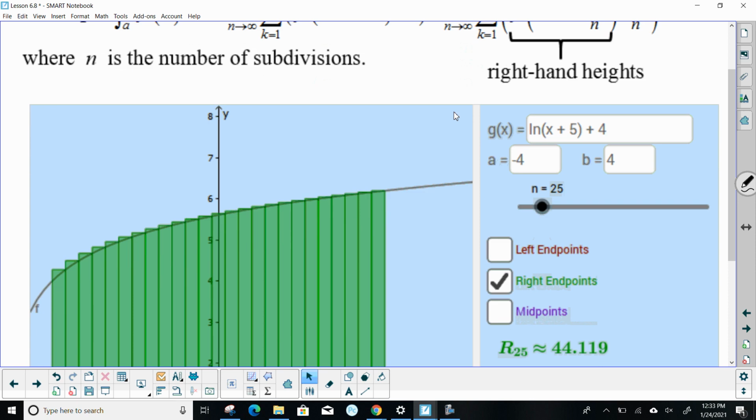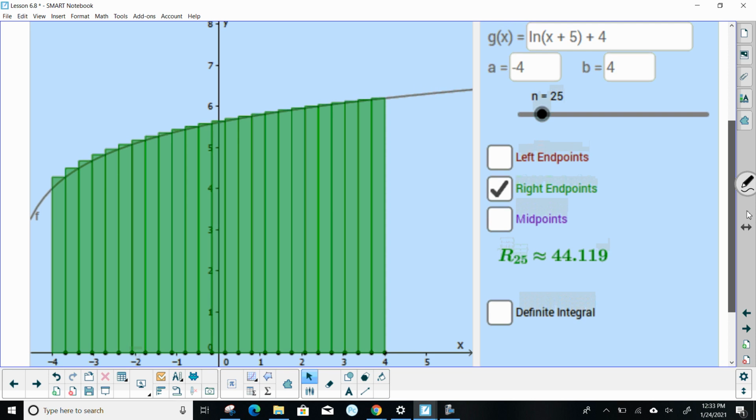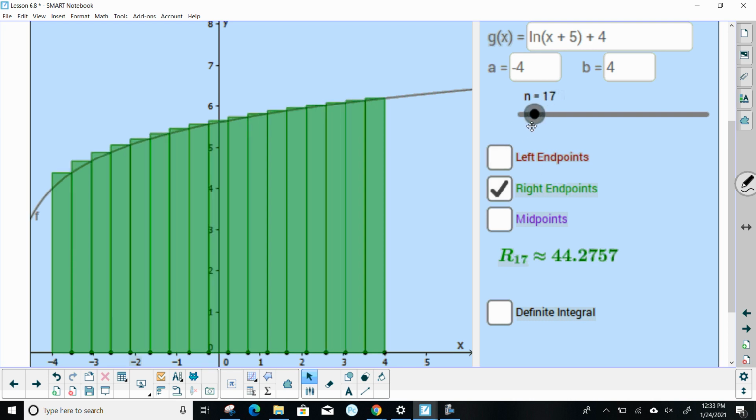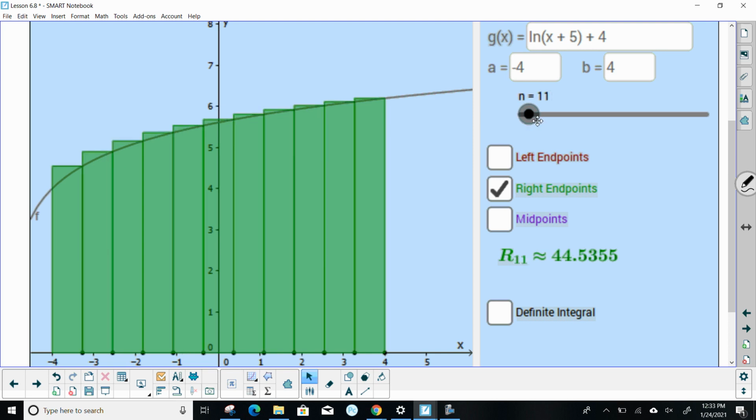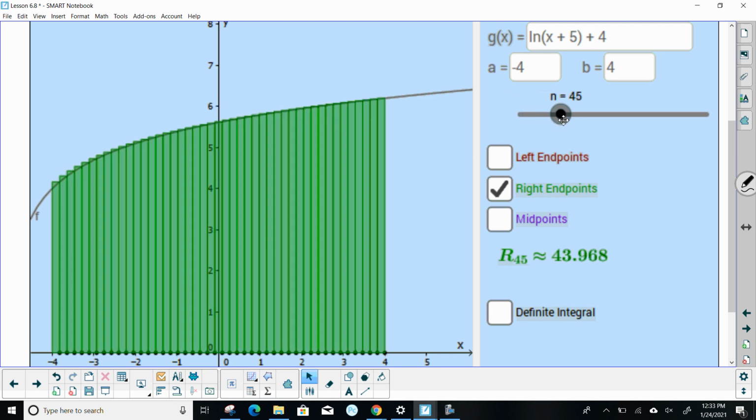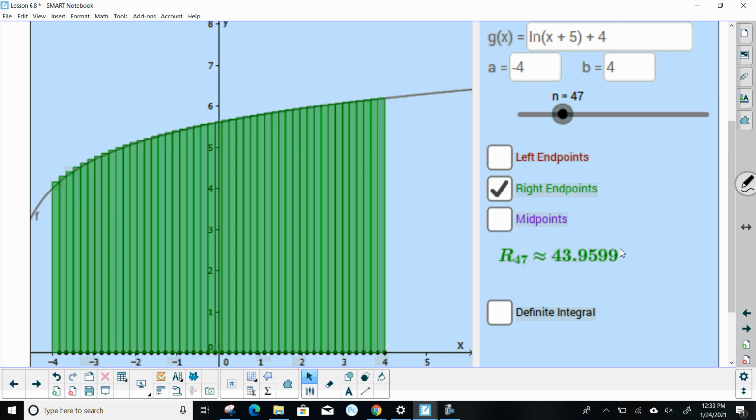So this is an example of Riemann sums, right? I have this ln of x plus 5 plus 4, and right now it's divided up into, I have it divided right here, it tells you how many rectangles I have. I have 25 rectangles. I'm doing a right Riemann sum. So does it make sense? If I do fewer rectangles, it's going to be less accurate. The more rectangles I do, so now I'm up to 45, that's going to start being pretty accurate, let's say come pretty close to what it actually equals.